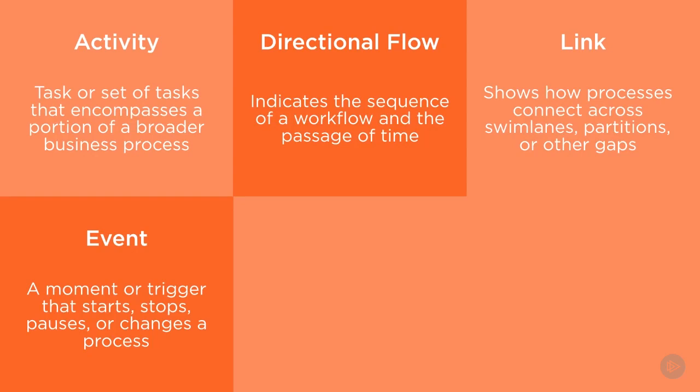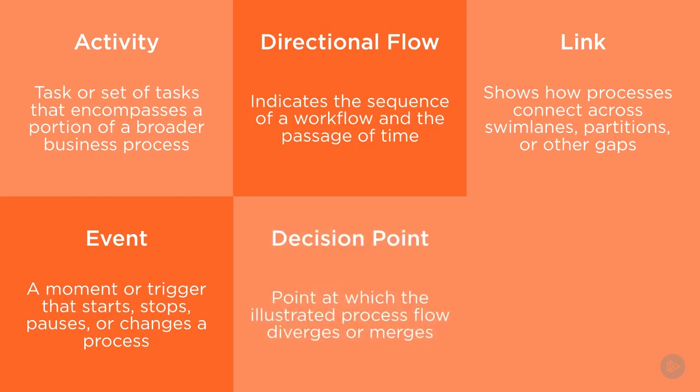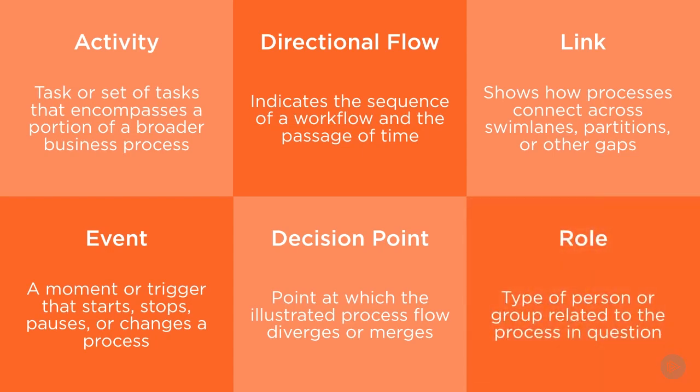Decision points are those points at which the illustrated process flow either diverges or perhaps merges with another one. These are different paths that we can take, whether we choose to go in one direction or another based on a number of different options, priorities, how a customer specifically orders a product from us, and so forth. Finally, roles are those types of persons or groups that are related to the process in question. These could be stakeholder groups that interact with our process or that are essential to our process being completed.